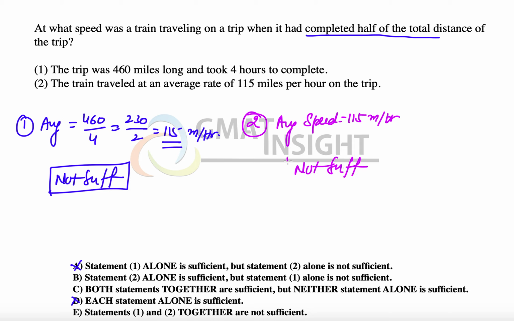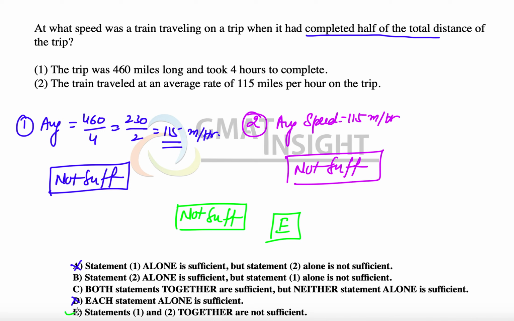And now we can comfortably see that even after combining the two statements, we are going to get the result not sufficient, because the first and second statements have no difference whatsoever in terms of the output that they have given us. So the answer to the question becomes option E, because we still cannot predict what was the speed when the train had completed half of the total distance.